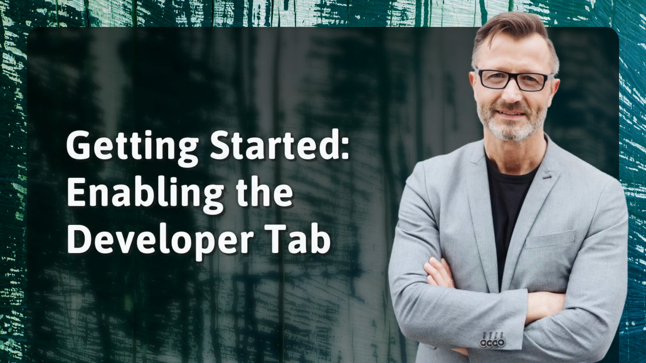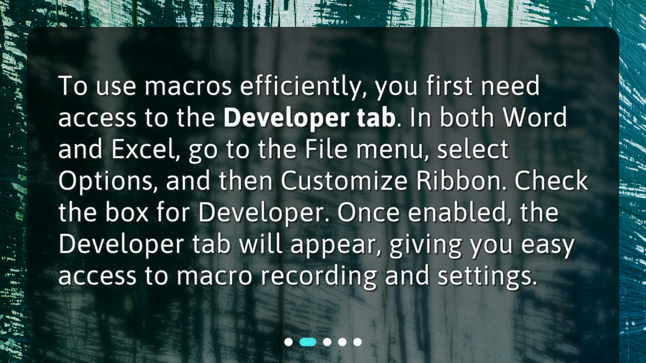Getting started, enabling the Developer tab. To use macros efficiently, you first need access to the Developer tab. In both Word and Excel, go to the File menu, select Options, and then Customize Ribbon. Check the box for Developer. Once enabled, the Developer tab will appear, giving you easy access to macro recording and settings.